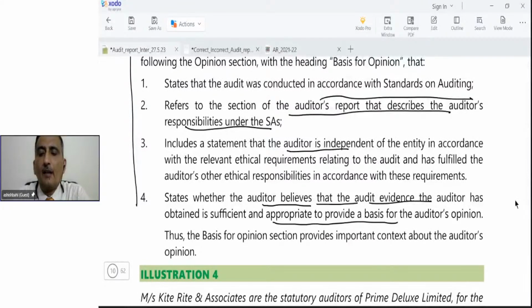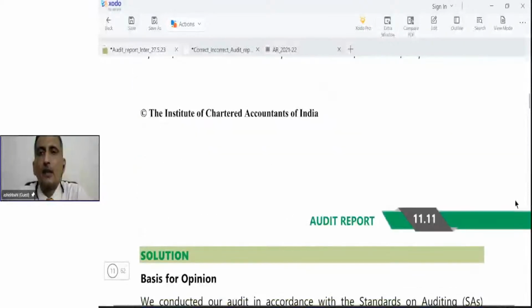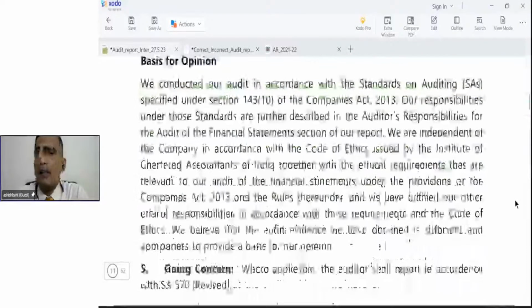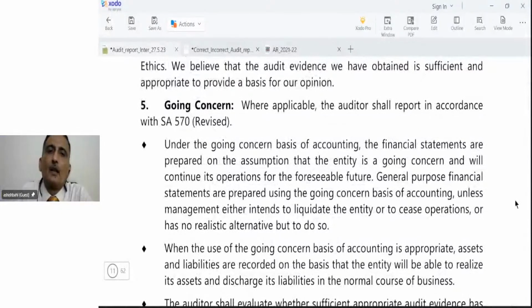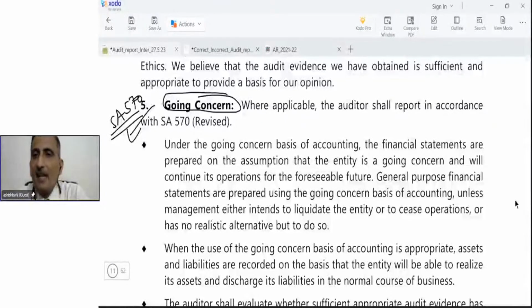So we have already done 4 points of elements of the audit report as per SA 700. Now we come to the 5th point that relates to going concern. Now, students, do you remember SA 570? I think you have read it in your chapter 3, on audit evidence.